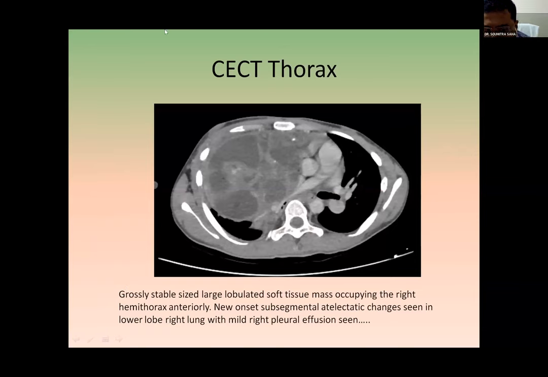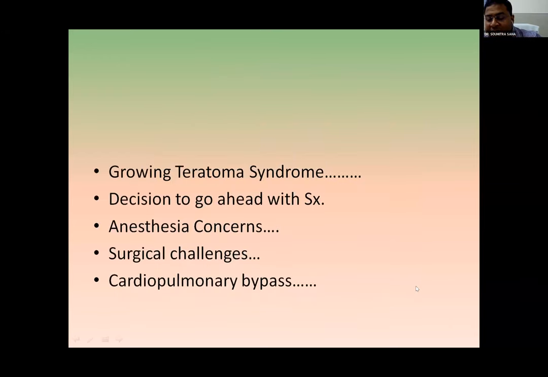Though I have only put one block, if you go through the whole scan, the radiologist is reporting grossly stable disease, but on imaging, when we compare with the baseline scan, it looks like it has increased. There is also atelectasis change and effusion. So next slide. Now the question is for the pediatric oncologist as well as both the surgeons: how do we go ahead from this situation?